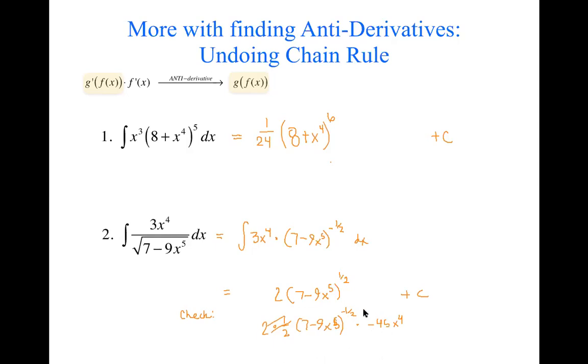That makes a 1. All I've got that I don't want is that I want to have a 3x to the fourth, and right now I have negative 45x to the fourth. So I just need to adjust this coefficient. I need it to be a 3, I don't need it to be a negative 45. So multiplying by 3 over negative 45 will accomplish that. And then I can simplify this. I'm sure that reduces to 1 and 15.